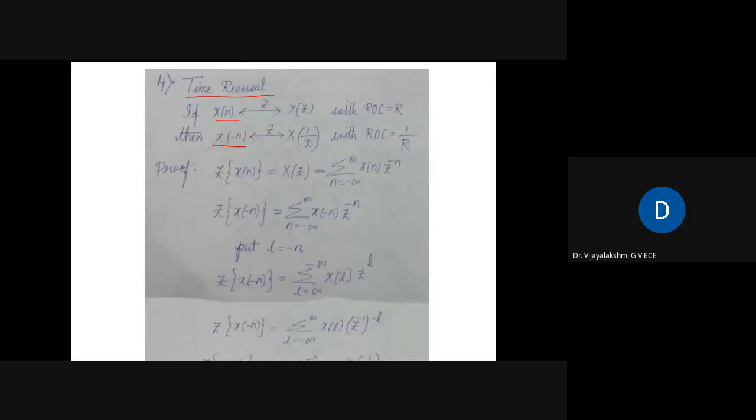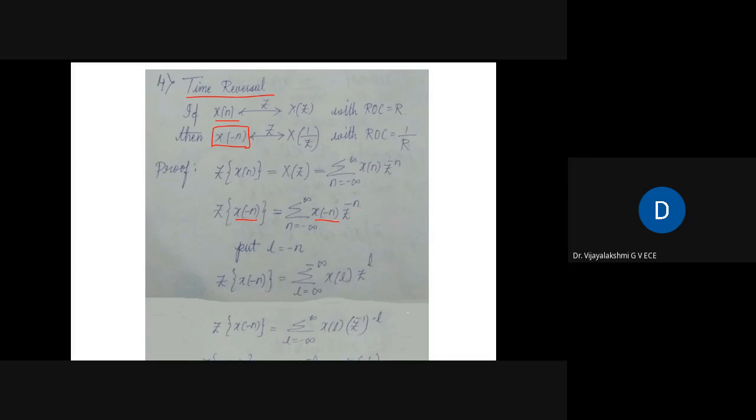Okay, let us see the proof for that. By definition, we have the Z transform of x of n equal to X of z, which is equal to the summation of n varying from minus infinity to plus infinity of x of n into z power minus n. Now I take the Z transform of the reversed signal. So the Z transform of x of minus n is equal to the summation of n varying from minus infinity to plus infinity of x of minus n into z power minus n.